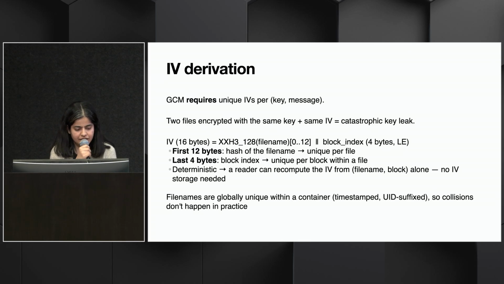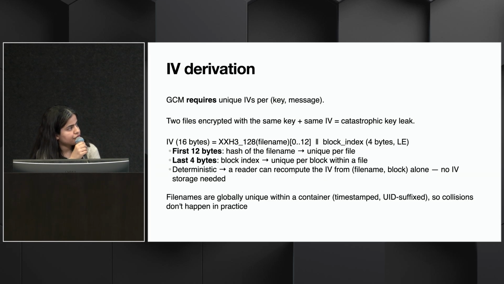And for IV derivation, AES 256 GCM as a cipher needs two values. First is the key and second is the IV, which is the initialization vector. Now the rule is that for the same key, the IV has to be different. The reason is that if an attacker has two ciphertexts with the same key and same IV, he would be able to understand the encryption.